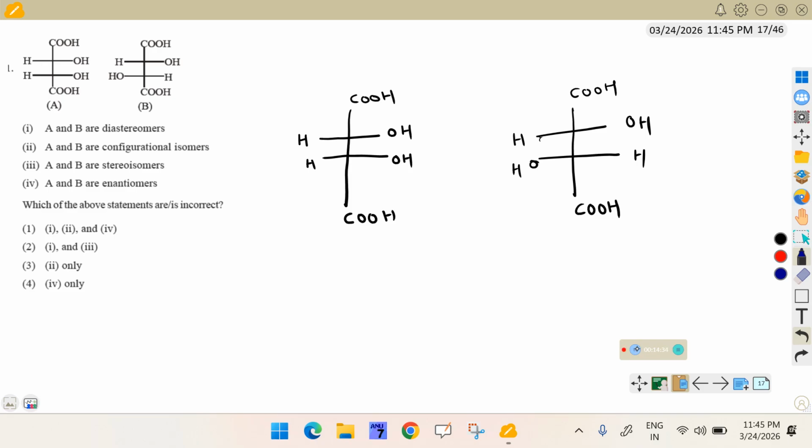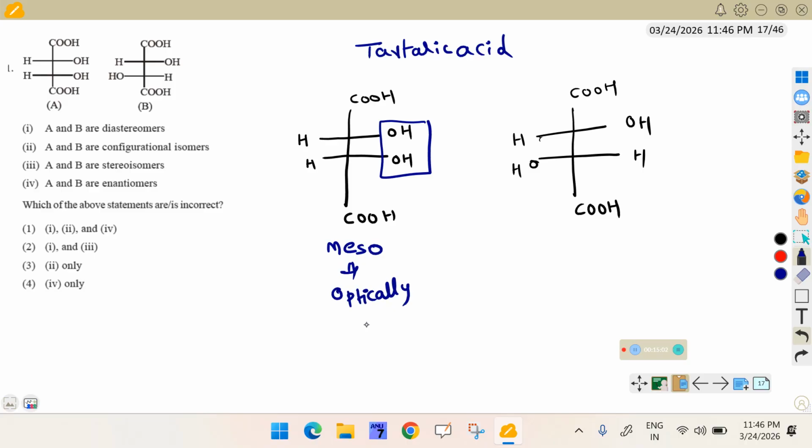Which of the above statements is correct? This is tartaric acid. COOH, CHOH, CHOH, COOH is tartaric acid. In this, two OH groups are present on the same side. This is mesotartaric acid. Meso compounds are optically inactive. Bottom onwards, first carbon OH group is present at left side. So this is considered as L-tartaric acid.